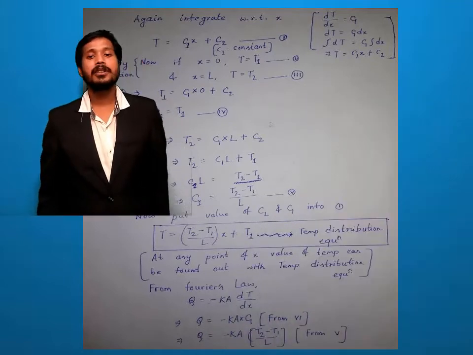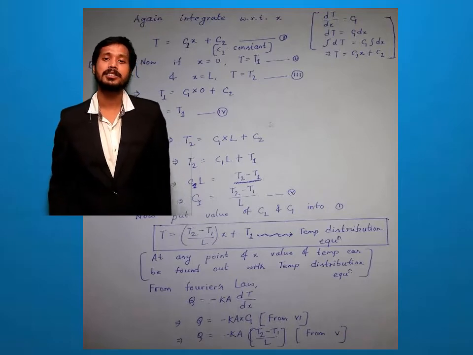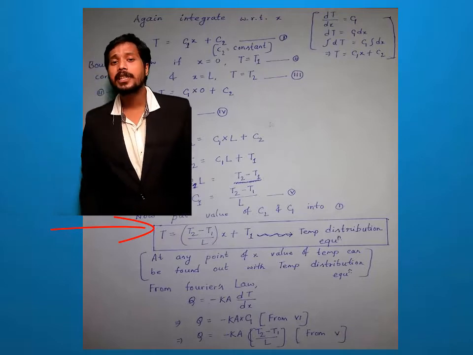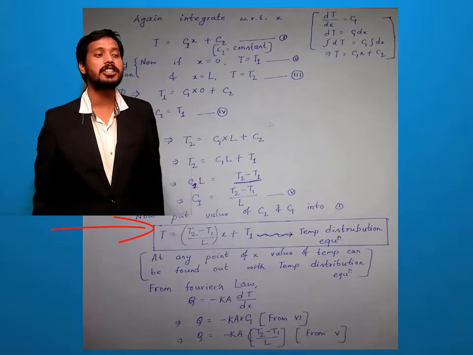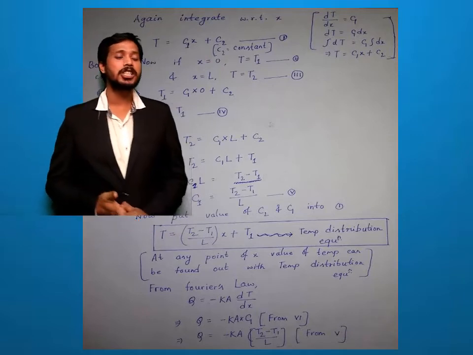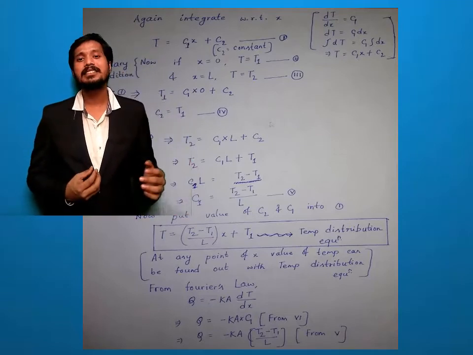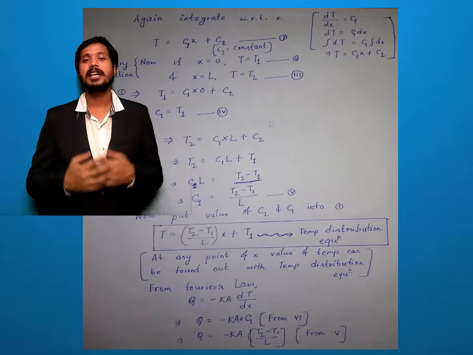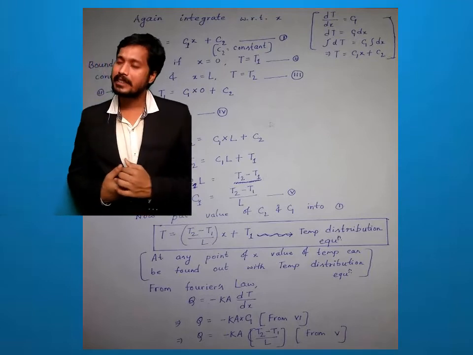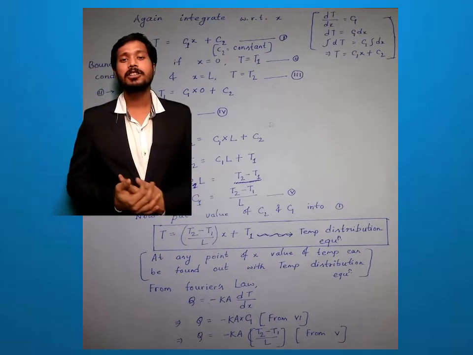Now if we put the values of C1 and C2 into equation number 1, then we get T equals (T2 minus T1) by L into x plus T1. And this particular equation is known as the temperature distribution equation. Now what is the importance of this equation? The importance is, in this equation, at any point of distance or at any point of thickness of the slab, we can find out the value of temperature by using this equation.